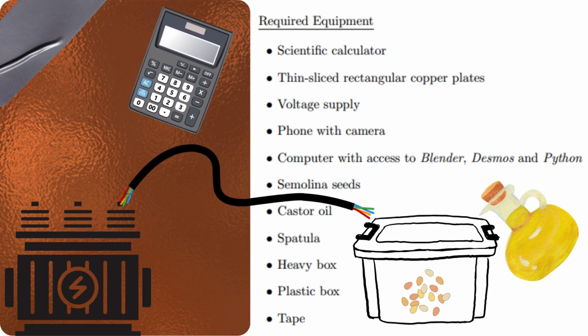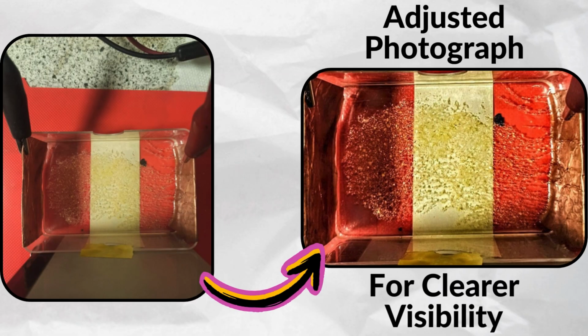Here's a list of required equipment. In a plastic box, semolina seeds were sprinkled with a spatula onto the previously poured castor oil, and 3.50 kV voltage was applied to the plates. The seeds near one end aligned along the electric fields. This photograph was taken and adjusted for better visibility.